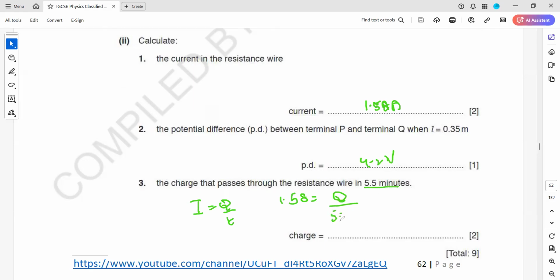So we have to convert into seconds: 5.5 multiplied by 60. This whole will be 1.58 multiplied by 5.5 multiplied by 60. What is the total charge? 521.4 coulomb. So 521 coulomb we can say. That will be the total charge which will flow.